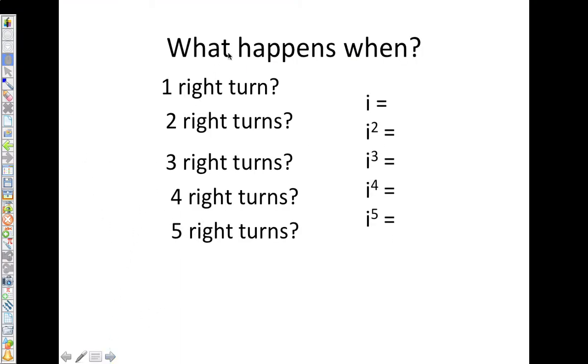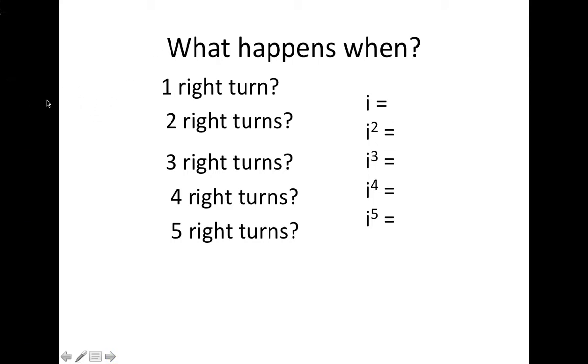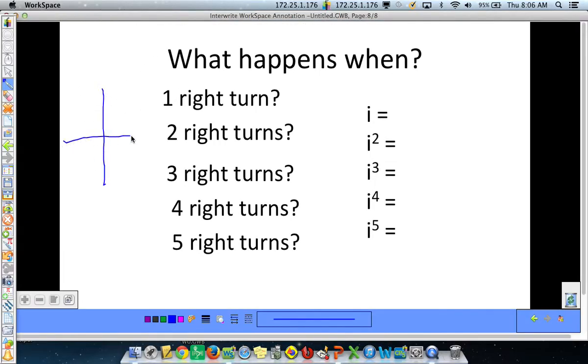Okay, so imagine you're taking turns, right turns, and you're starting by facing the direction of north. So we have north, south, east, west. If I'm facing north and I make one right turn, now I am facing east.